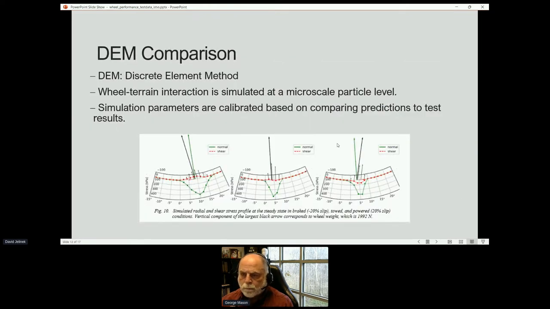Another application is in discrete element method, where wheel terrain interaction is simulated at high resolution, and simulation parameters for this work can be calibrated based on comparing predictions to test results. Here are graphs that result from discrete element method simulations of normal and shear stress along a wheel.